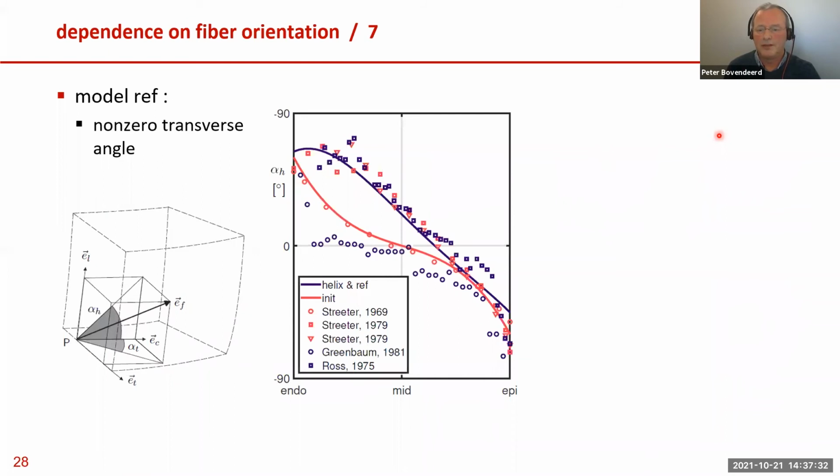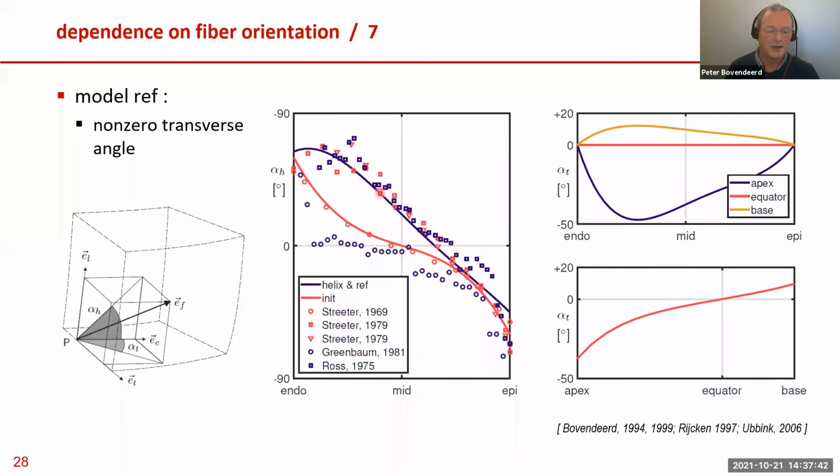So what did we do? We took the model that we had before with the blue course of the helix angle, and we added to that a non-zero transverse angle. And the actual transmural course was determined in a series of studies.